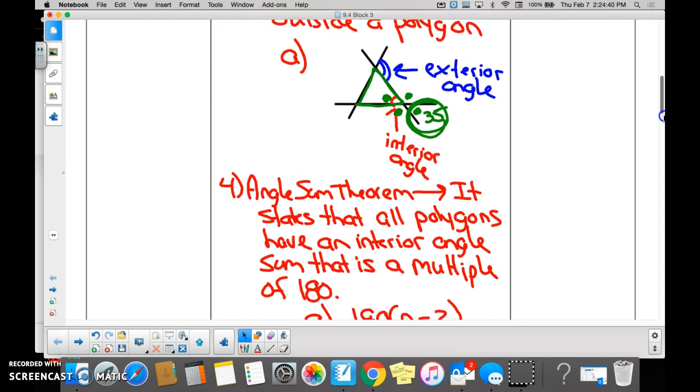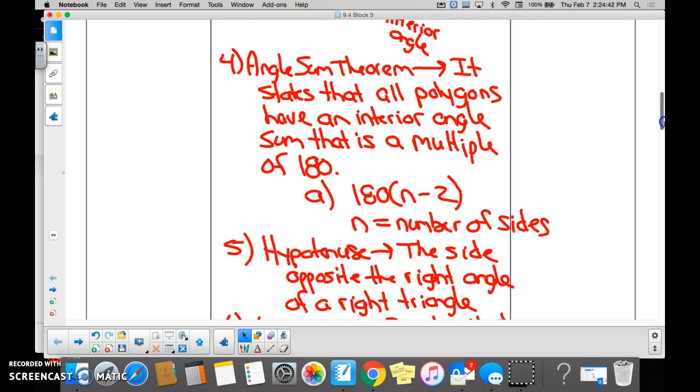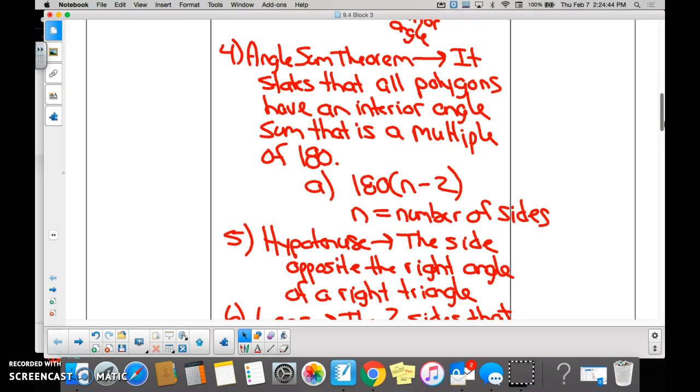Angle sum theorem. It is the sum of all of the interior angles of a polygon, right? On the count of 3, let's say this. 1, 2, 3. 180 times n minus 2. 180 times, in parentheses, n minus 2. What does n represent? Number of sides.